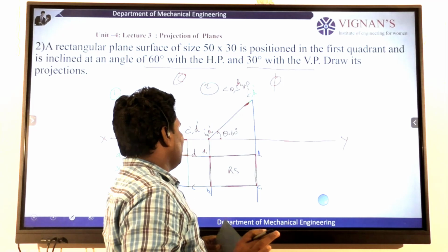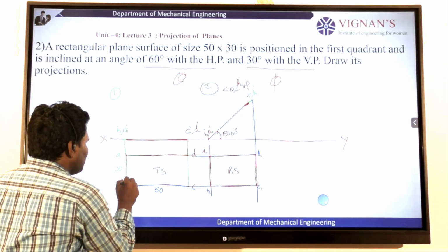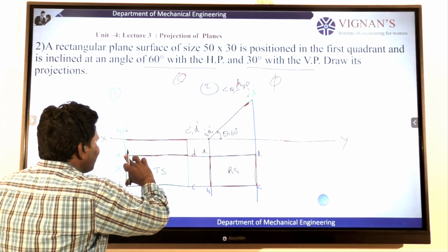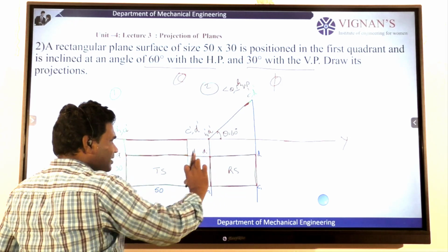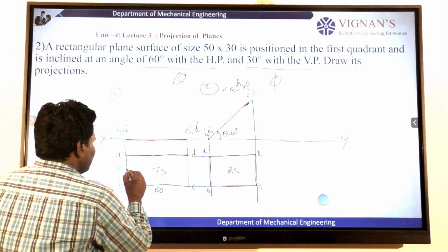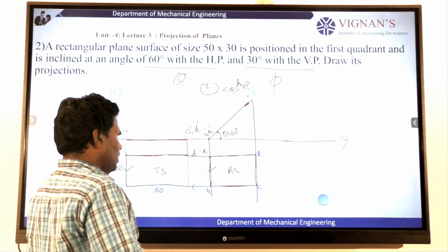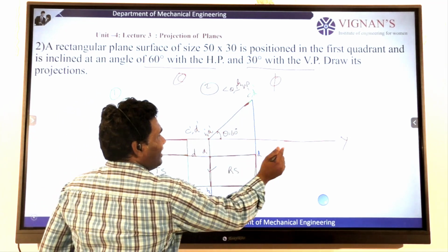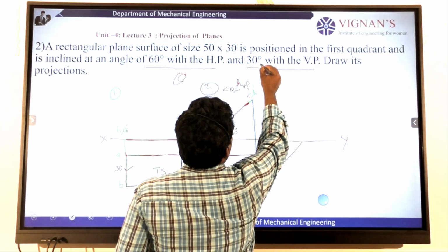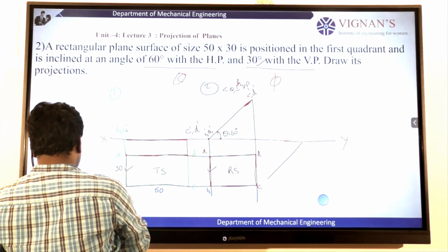Listen very carefully. Whatever edge we kept perpendicular to HP, that line length remains the same. Yes, this length remains the same. Now we have to keep this line at the given inclination. What is the given inclination? 30 degrees.